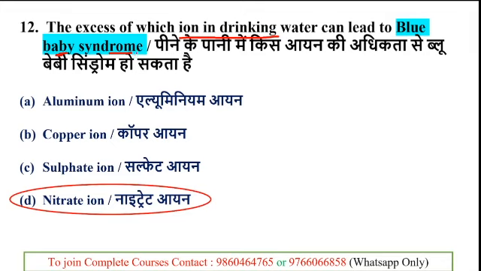And this question you can see in one of the UGC NET papers, and it's a sure question. So study this question well and understand what blue baby syndrome is. Blue baby syndrome is the disease caused due to an excess of nitrate ion in drinking water. Clear?